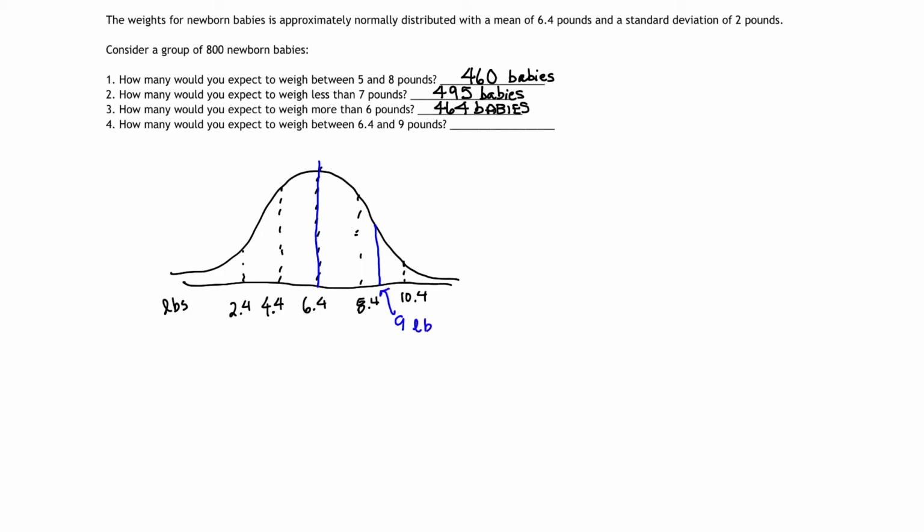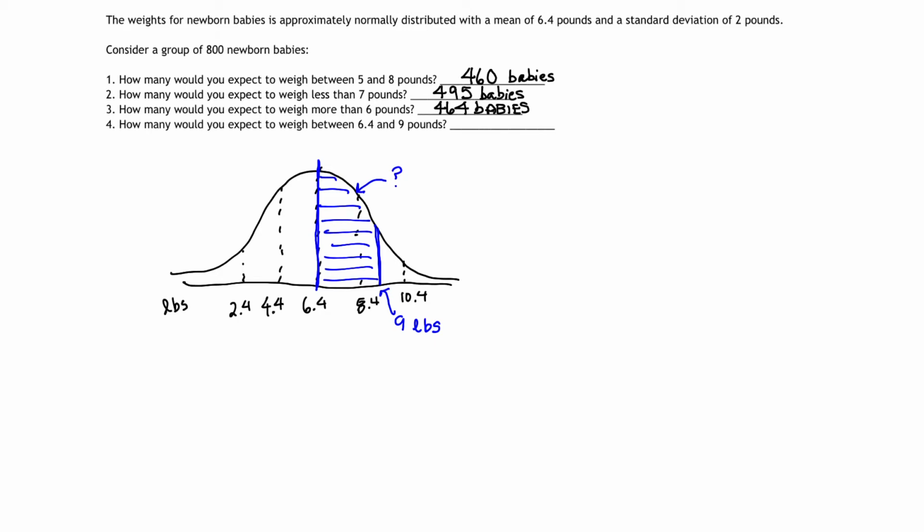So this might be one of the easiest problems we've done yet. We are looking for an area that falls in between our mean and a value of 9 pounds. So we want the area under the normal curve that falls in between this space. That's going to give us a percentage of babies, and then we can multiply that times 800 to get our result. So what are we going to do?